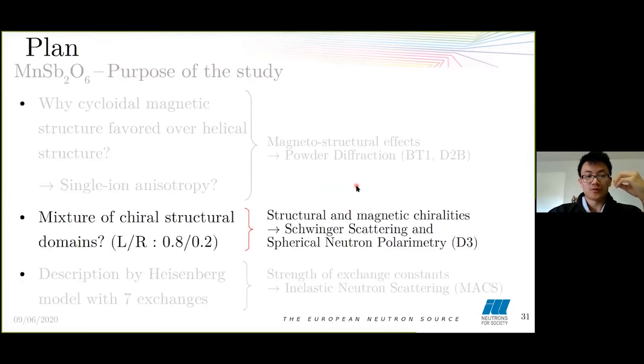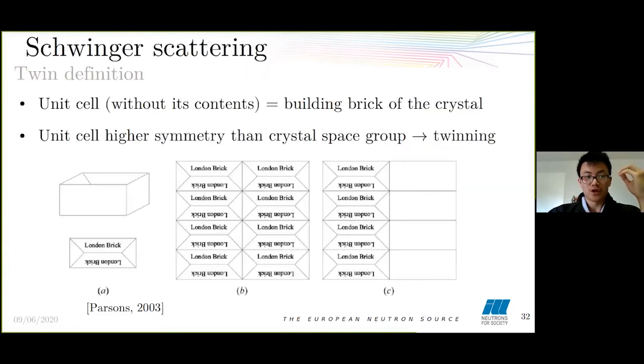Now we will focus on the structural and magnetic chiralities. First, let me explain what a twin is in crystallography. If you consider a unit cell without its content, you can see it as the building brick of the crystal. And if this unit cell has a higher symmetry than its contents, that's to say the crystal space group, you can have some twinning.